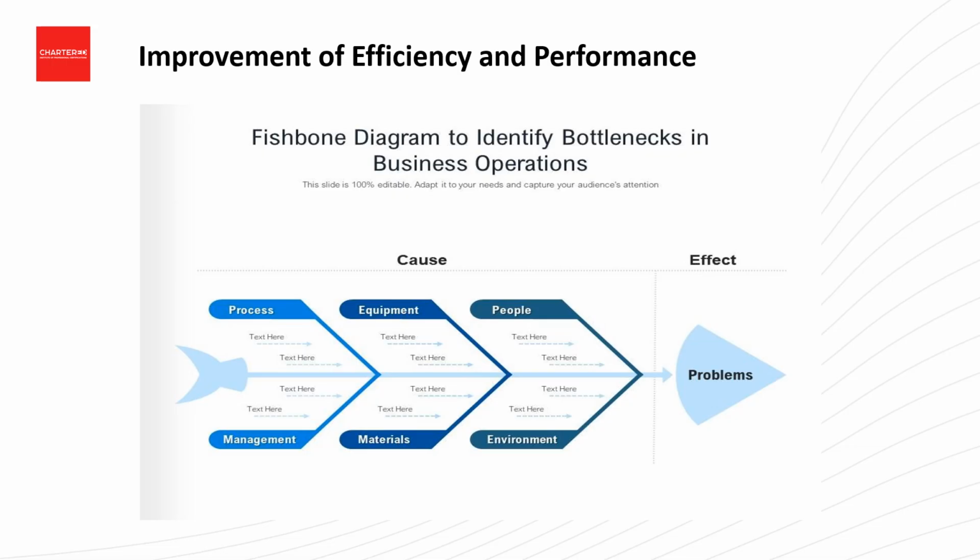This improvement is exemplified in three key areas: optimization of transportation routes, inventory management, and production schedules. Now, transportation routes play a crucial role in the supply chain, and supply chain mapping enables organizations to identify the most efficient routes for product delivery.